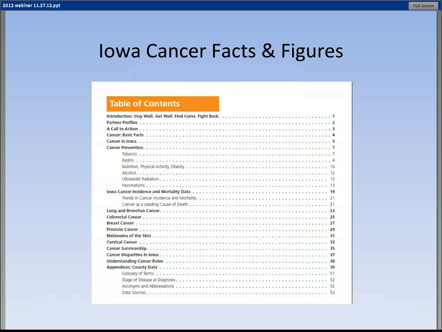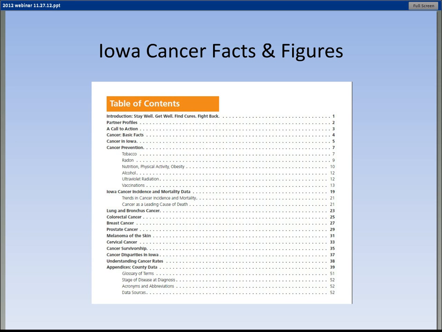I have the table of contents up there so that you can see what is included. We have a basic facts section on cancer, answering what is cancer. We have a terrific section on cancer prevention. We picked the topics of tobacco, radon, nutrition, physical activity, and obesity, as well as alcohol, ultraviolet radiation, and vaccinations. We then have a big section on the cancer incidence and mortality data. We have trend data in there, and we talk about cancer as a leading cause of death. And then it's set up on the cancer sites in particular.